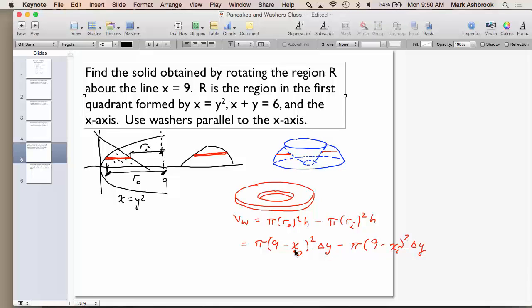Since we have delta y, we've got to get x outer and x inner in terms of y. So it's going to be 9 minus, what is x outer? Well, that's the x coordinate on the curve out here, which is y squared. X inner is the x coordinate of the line, which is 6 minus y. We want minus that x coordinate, so it's going to be minus in parentheses 6 minus y, because 6 minus y is the x coordinate, and you're subtracting the x coordinate, so you've got to put parentheses there. That negative will distribute. So that's the volume of our washer.